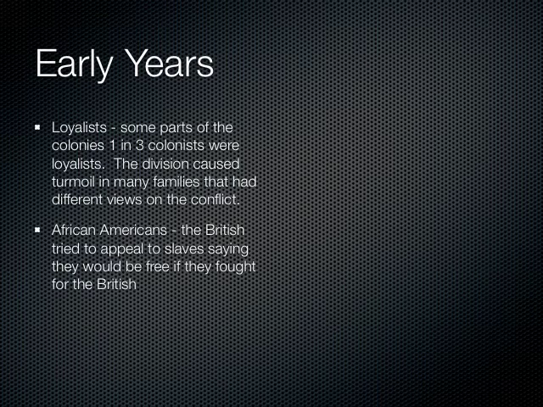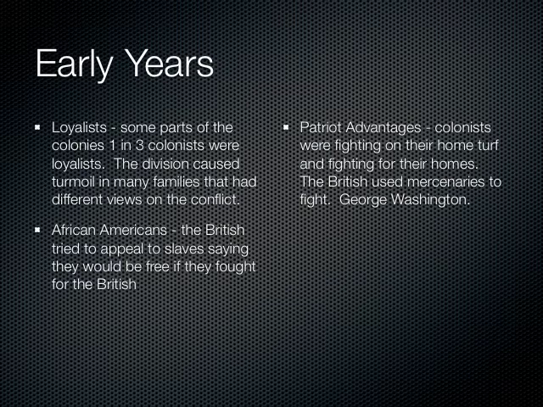African Americans, if you remember back to the Boston Massacre, Crispus Attucks, an African American, was the first casualty of the American Revolution. The British tried to appeal to slaves, saying they would be free if they fought for the British. Now, the advantages that the Patriots had: colonists were fighting on their home turf and fighting for their homes. The British used mercenaries to fight George Washington.